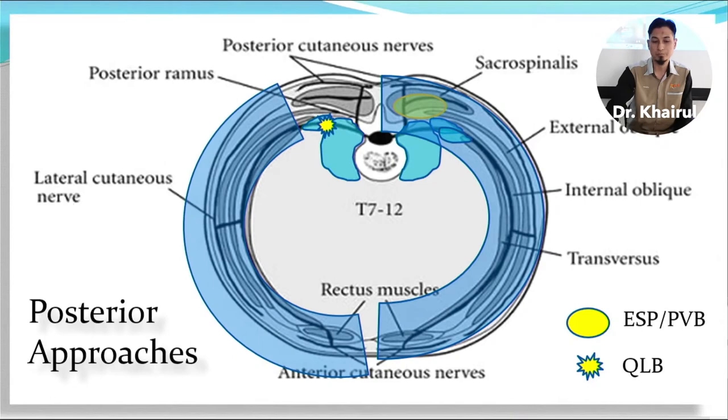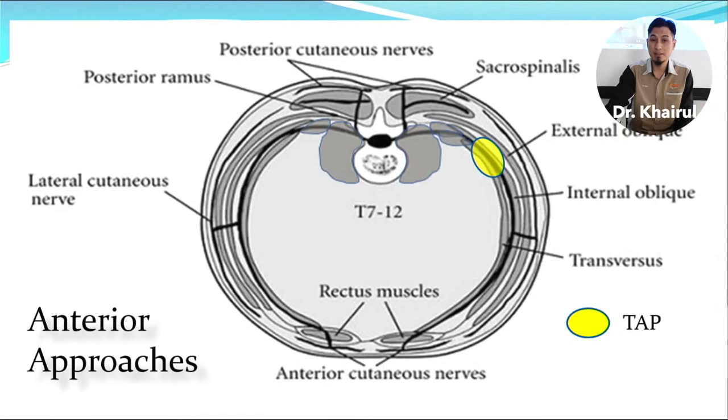For anterior approaches, we can perform TAP block. There are two types of TAP, classical TAP and also the subcostal TAP. This block we perform by injecting the LA in plane between the internal oblique muscle and the transversus abdominis muscle. It blocks the intercostal nerve, and thus it covers the anterolateral part of the abdomen.